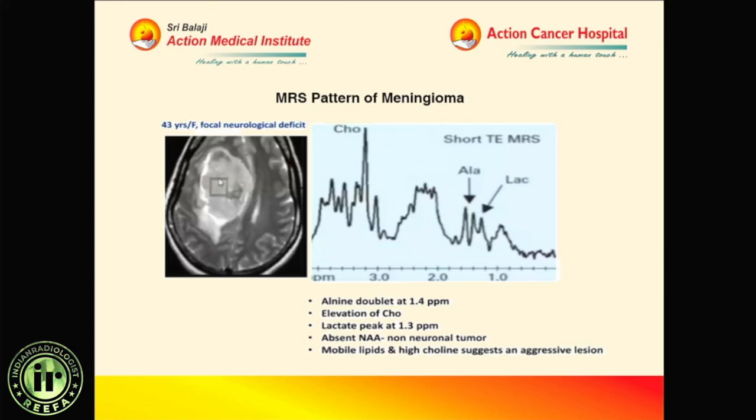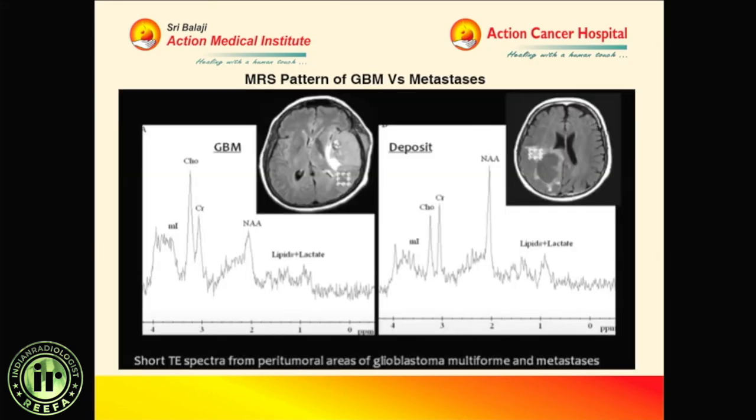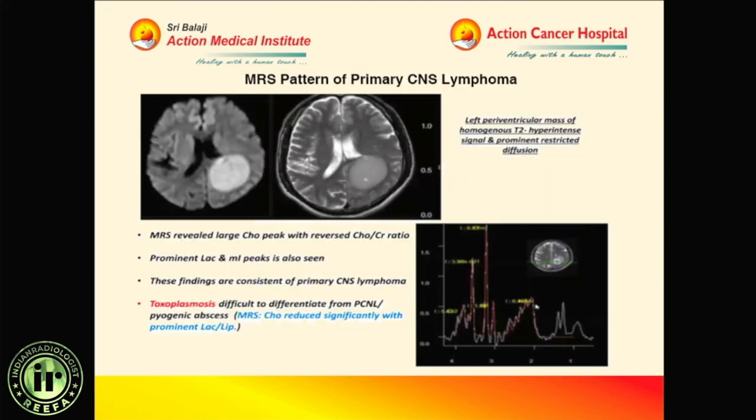So this is highly suggestive of meningioma. Now when we put a voxel in the peritumoral or perilesional edema in a GBM, what do we get? Again a high choline peak and a low NAA with a little bit of lipid lactate. Whereas if we put it in the edema of metastasis or any deposits, what do we see? The Hunter's angle is maintained. So this is a pure edema and this is infiltration.